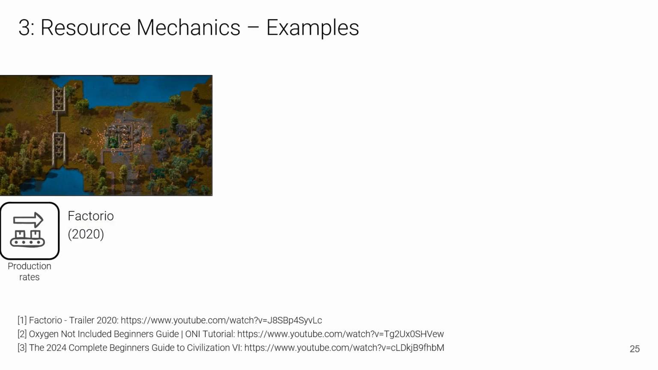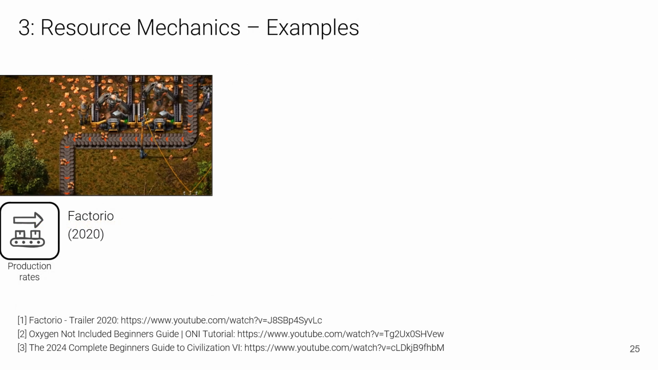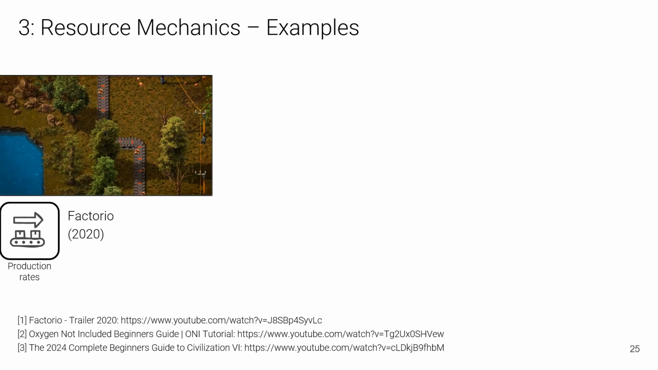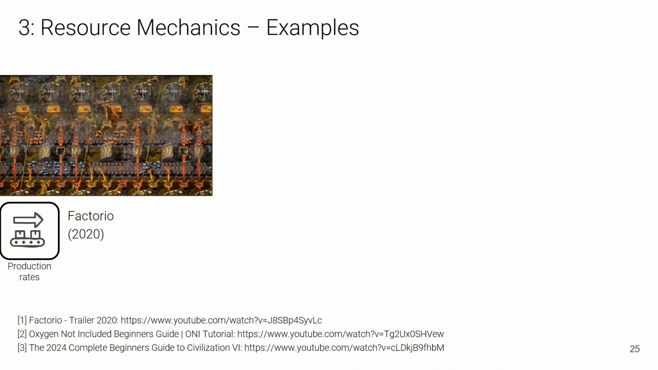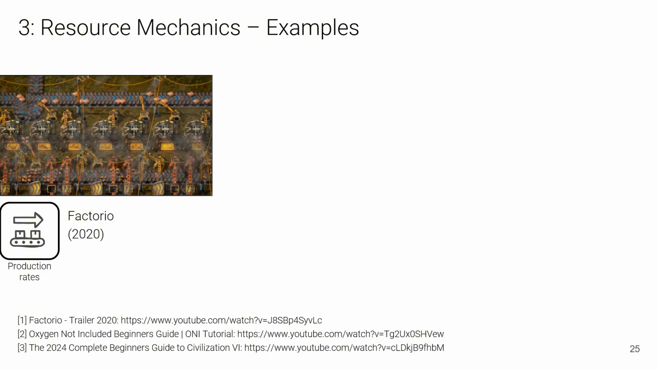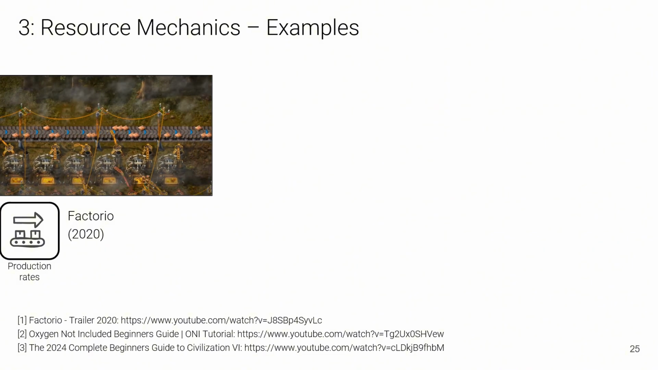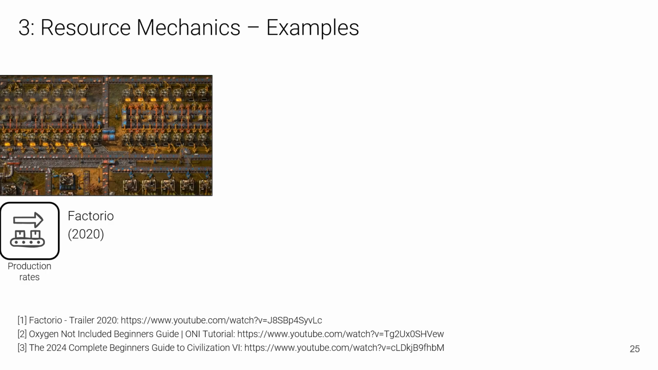In Factorio, players build factories that automatically mine, process, and transport raw materials. Production rates must be optimized to avoid bottlenecks. Advanced systems include assembly lines, robots, energy supply, and much more.